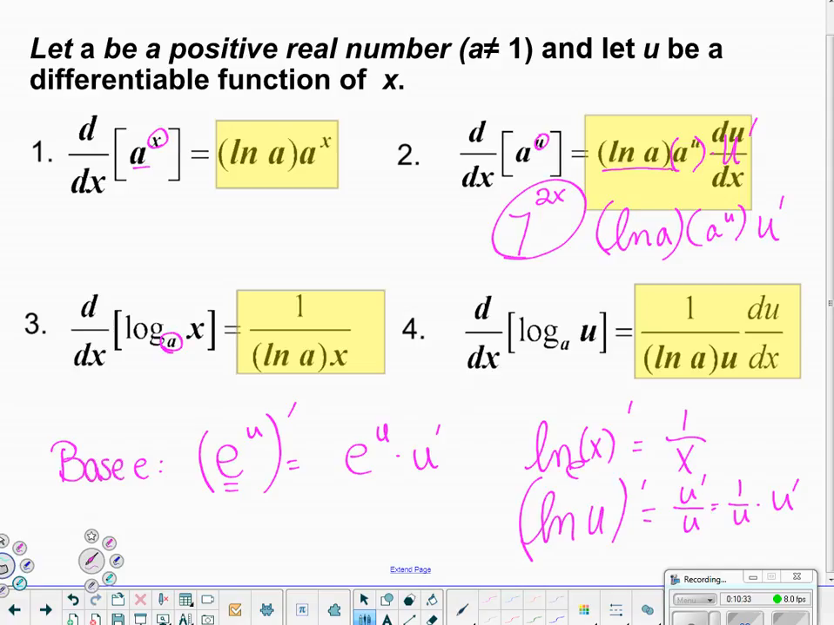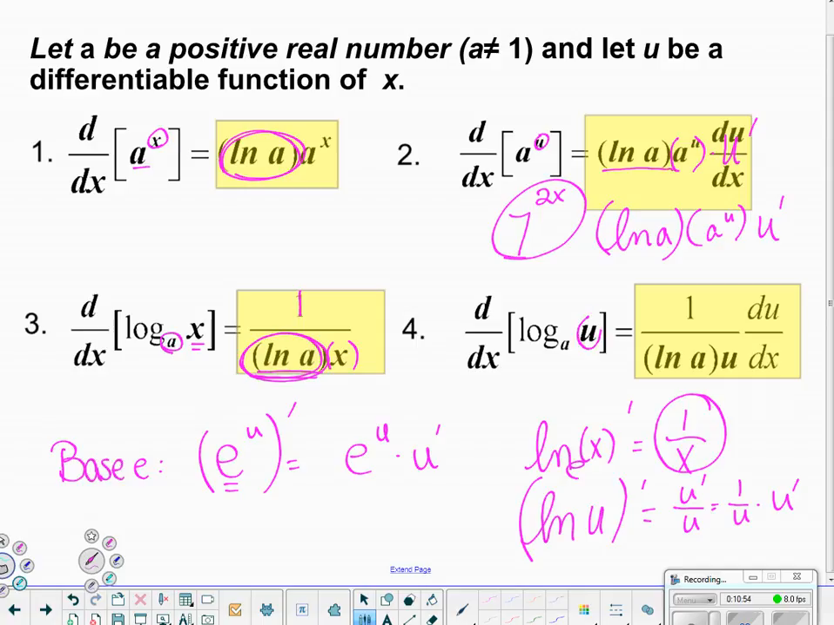What if it's a? Well, it becomes 1 over natural log of a, and then times x. So quite similar, 1 over x, I just have this extra factor of the natural log a, like we had an extra factor of natural log a when we were doing the exponentials.